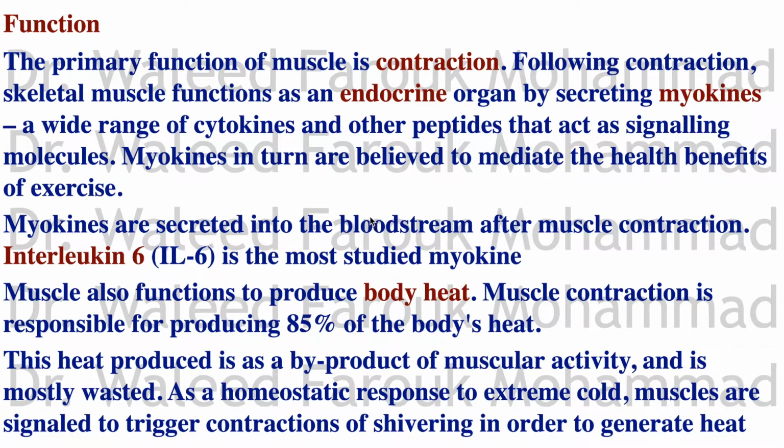Function of the muscles. They have many functions. Of course, the primary function is contraction to move the body, or in case of smooth muscles to operate the GIT, for example. And they have also endocrine functions because they secrete substances called myokines. One of the famous myokines is interleukin 6, which is secreted into the bloodstream after muscle contraction.